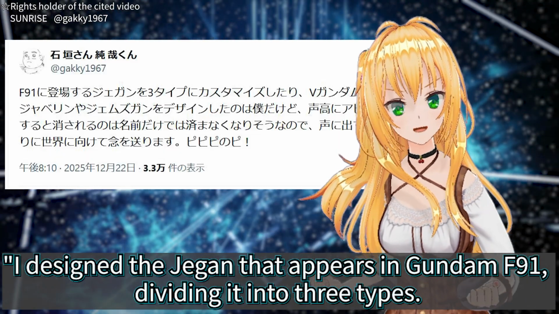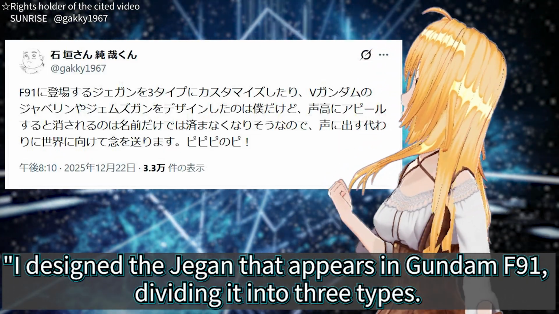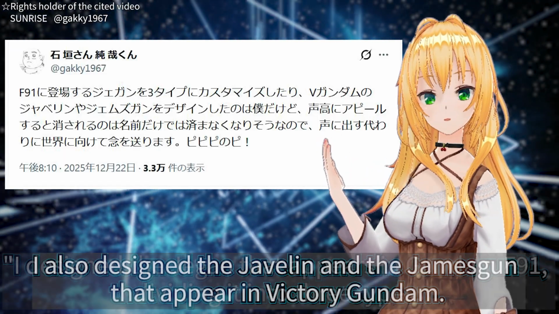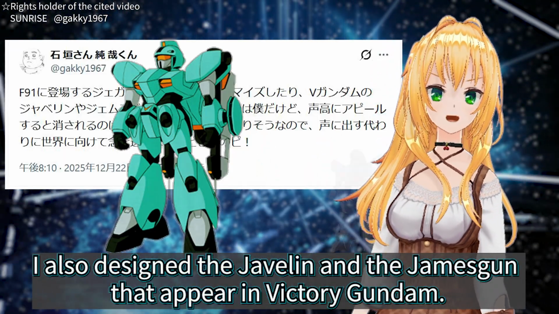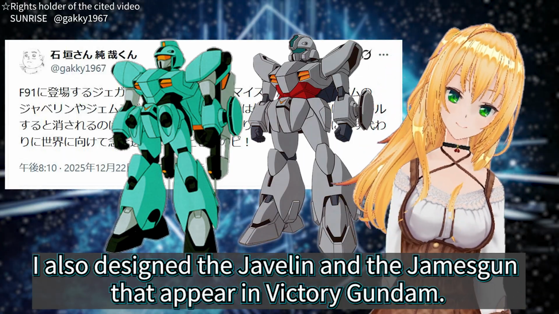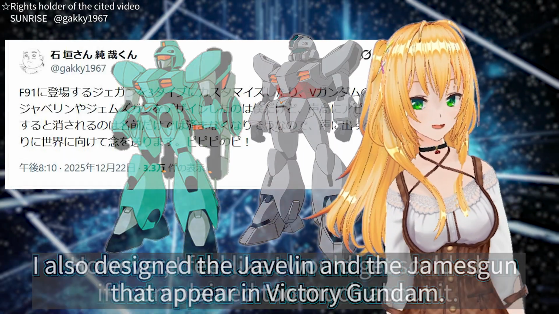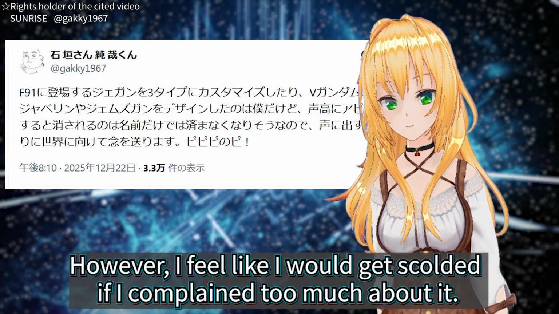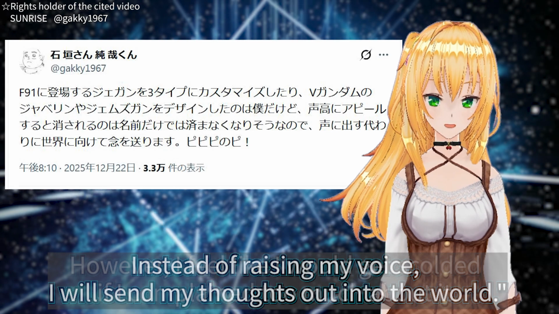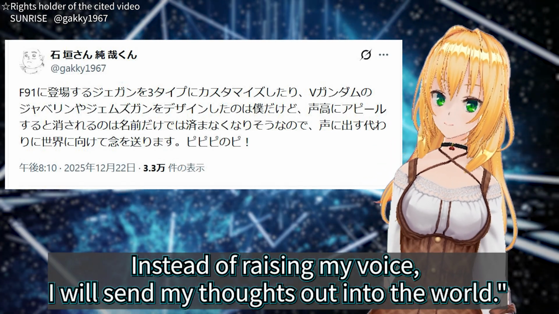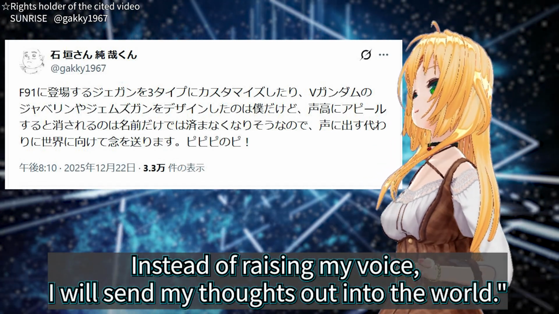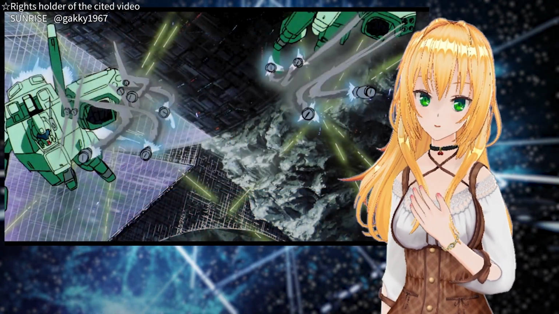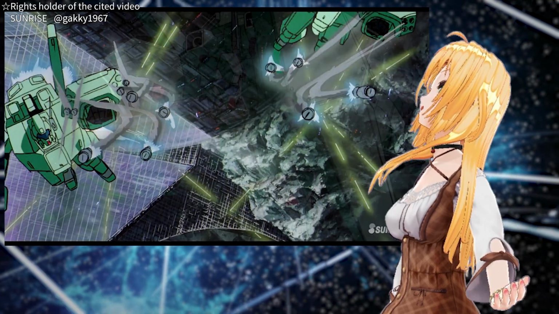I designed the Jegan that appears in Gundam F91, dividing it into 3 types. I also designed the Javelin and the James Gun that appear in Victory Gundam. However, I feel like I would get scolded if I complain too much about it. Instead of raising my voice, I will send my thoughts out into the world. Now, let's examine the variations of the mobile suits he designed.